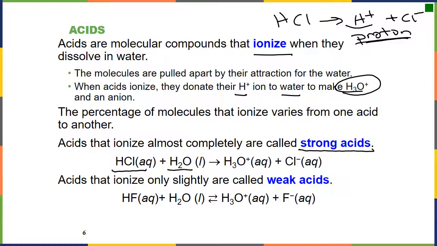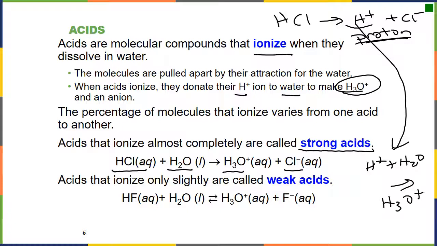We take HCl, we put it in water, we're going to make H3O+ plus Cl-. The key being that this H+ here is going to stick to a water and make H3O+. Now, those are our strong acids. They break apart entirely. Weak acids only ionize slightly.